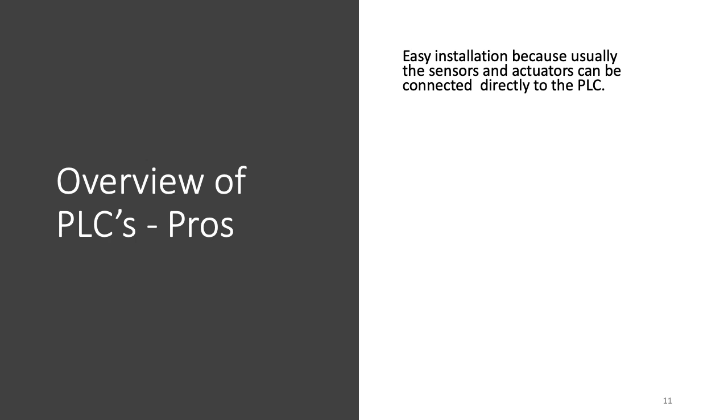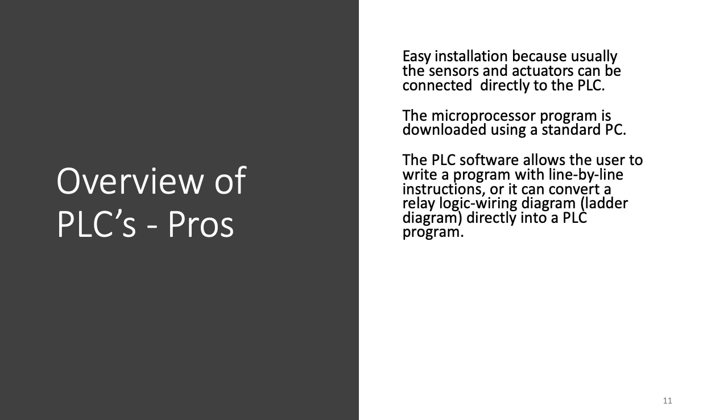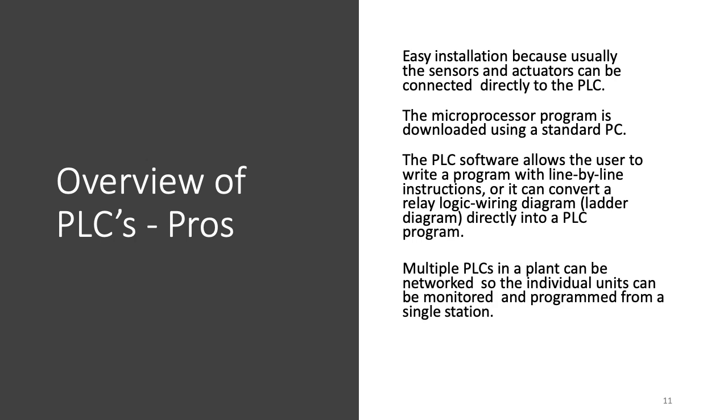Installation is very easy because in many cases, the sensors and actuators can be connected directly to the PLC. Once installed, the microprocessor program is downloaded into the PLC from some source, such as a personal computer. The PLC manufacturer usually supplies software to facilitate the programming operation. This software allows the user to write a program with line-by-line instructions, or it can convert a relay logic wiring diagram, or ladder diagram, directly into a PLC program.